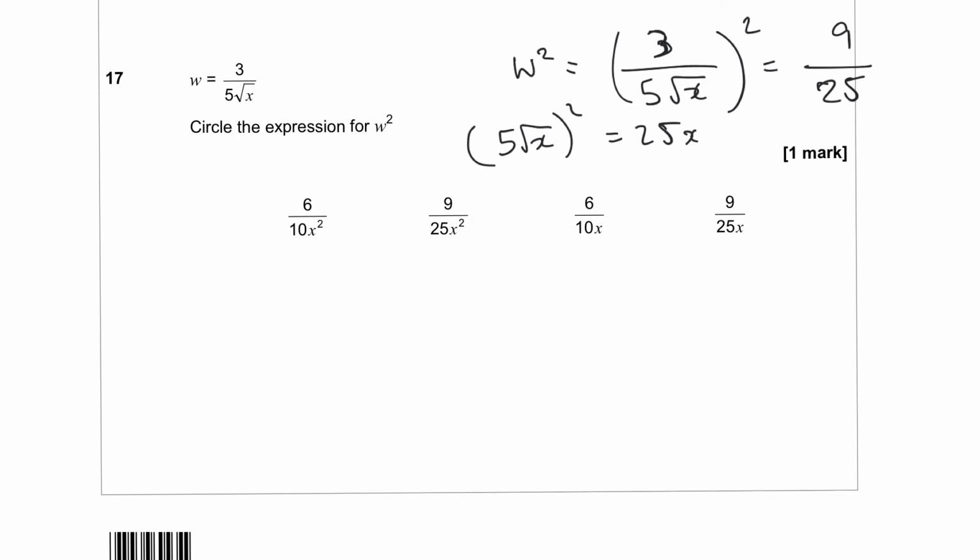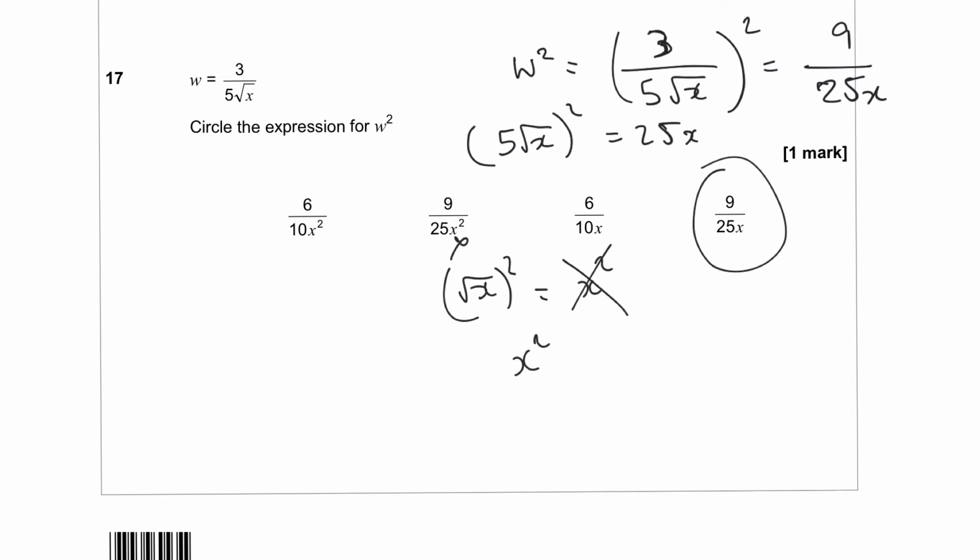So 9 over 25x would be the answer. So it would be this one. It wouldn't be this one because root x squared does not give you x squared. If it was x squared, that would give you x squared. Okay.